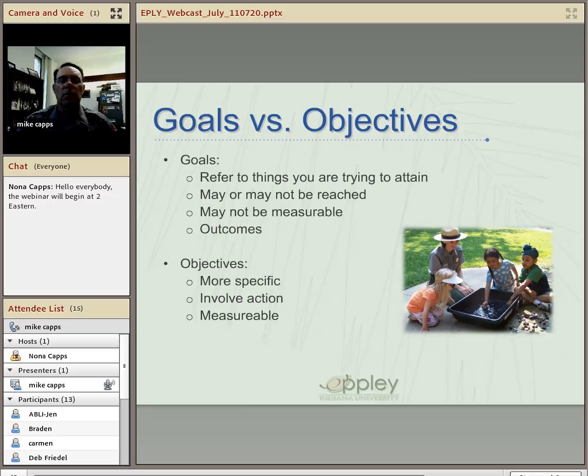Now, we don't talk about goals and objectives and things like that as much as we used to when I was starting out in interpretation, but they're still valid ideas. You want to have these goals and objectives when you're putting together a program. Basically, goals refer to things that you're trying to attain, which you may or may not reach, and that may not, and in fact often will not, be easily measurable.